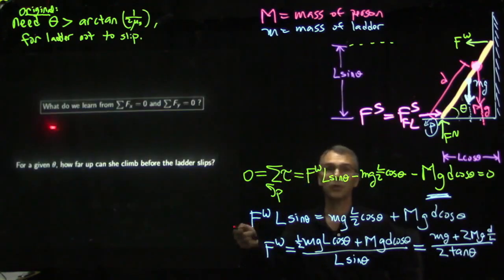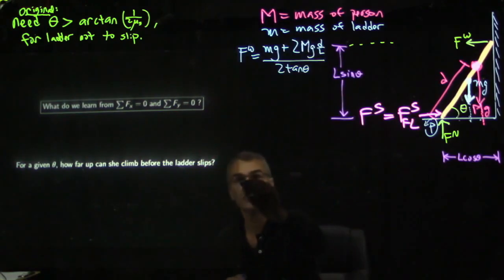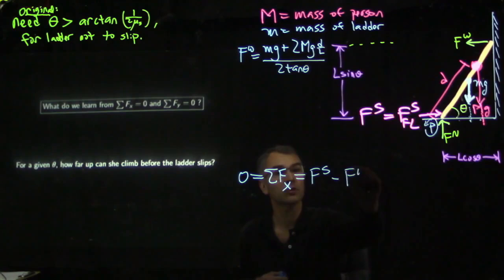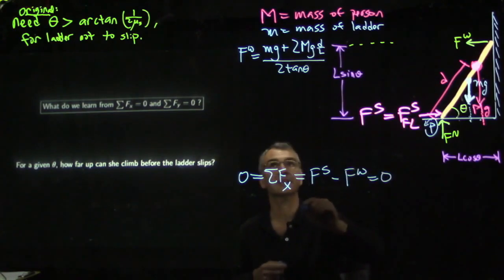So now let's see what we learned by summing the forces to 0 in the x direction and summing the forces to 0 in the y direction. And then finally we can ask, for a given angle theta, how far up can she climb before the ladder slips? If we sum the forces in x to 0, we get, let's do right minus left, F static minus F wall equals 0. So again, we get F static equals F wall.